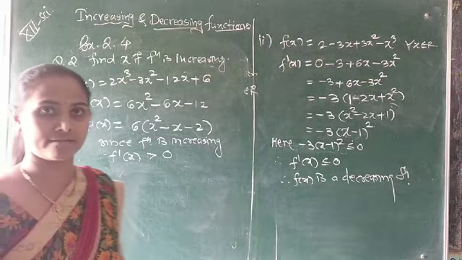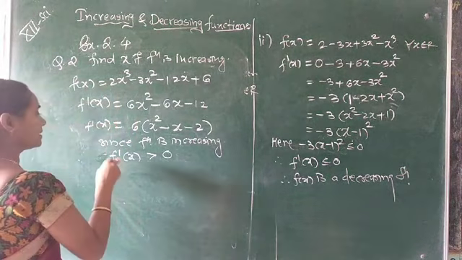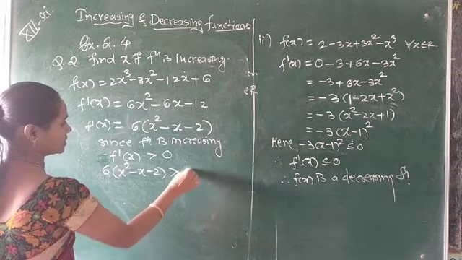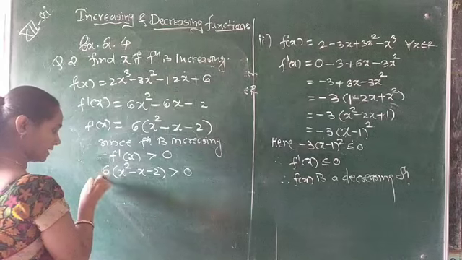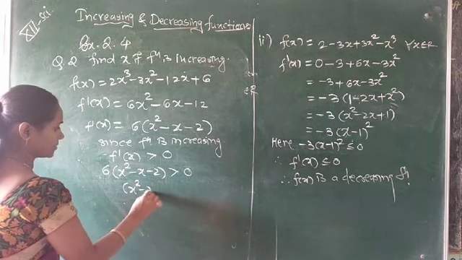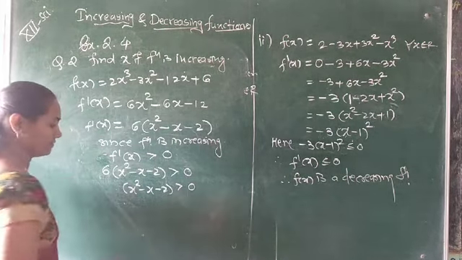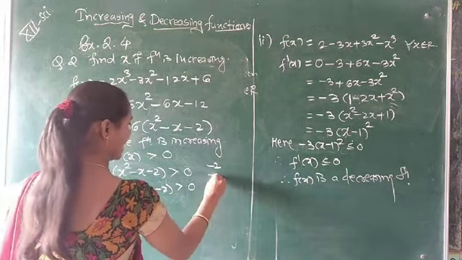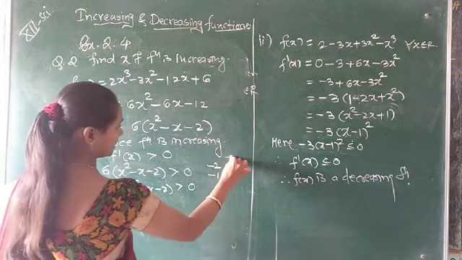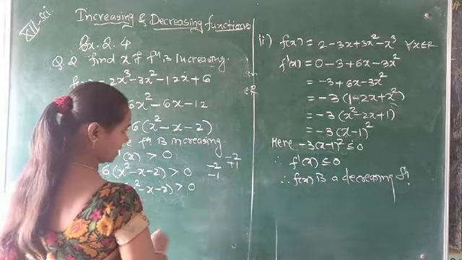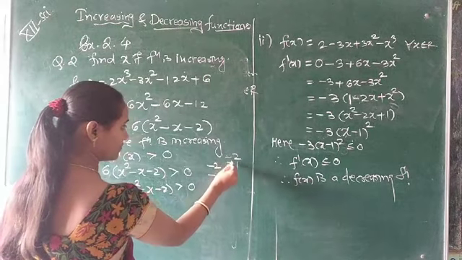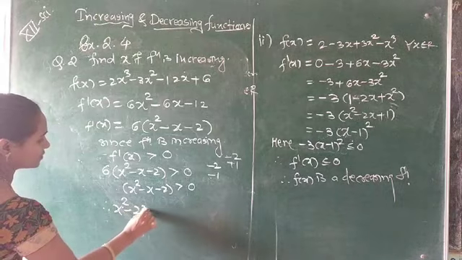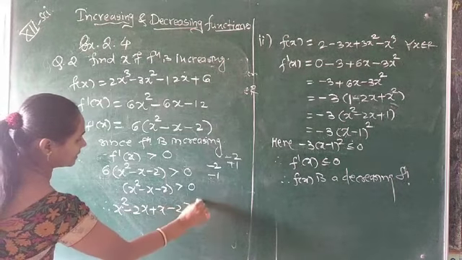Function is increasing, so its derivative should be positive. What is the derivative? 6 into x square minus x minus 2, which is greater than 0. That means 6 is multiplied, so this side it becomes x square minus x minus 2 greater than 0. Now we have to factorize it. That means we have to find two numbers whose product is minus 2 and addition is minus 1. These two numbers are minus 2 and plus 1. If we take the product, it is minus 2, and if we take the addition, it is minus 1. x square minus 2x plus x minus 2 greater than 0.